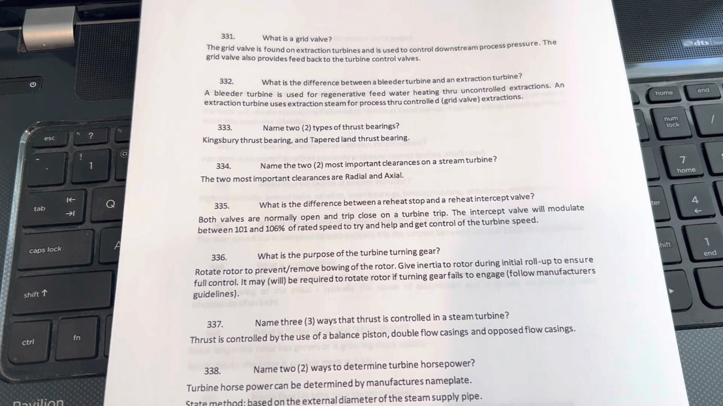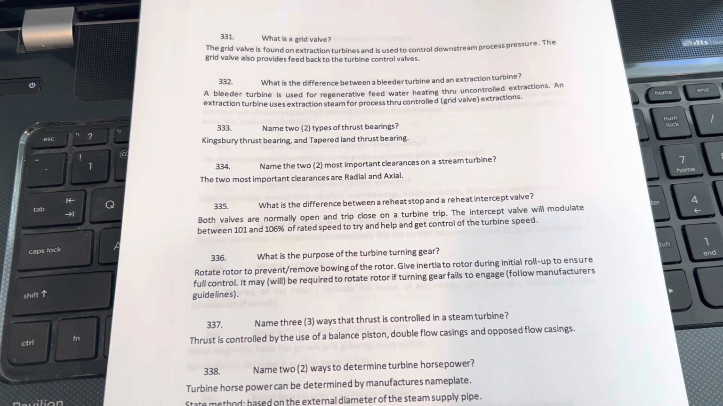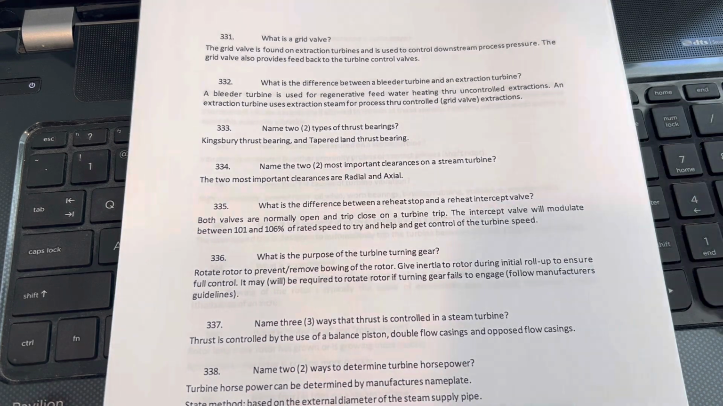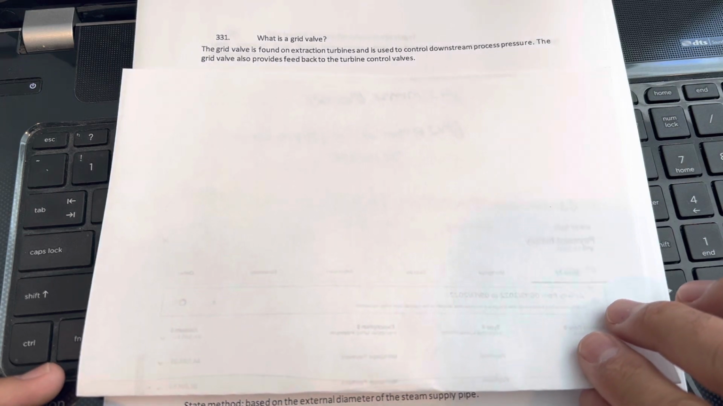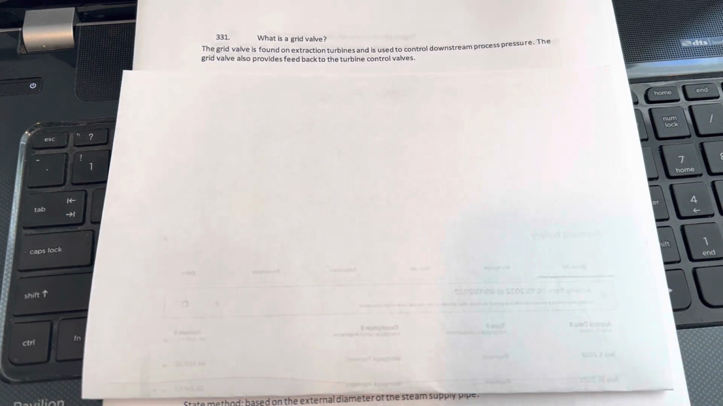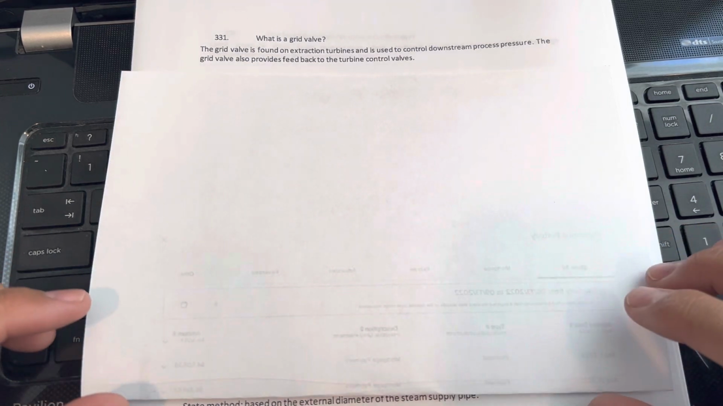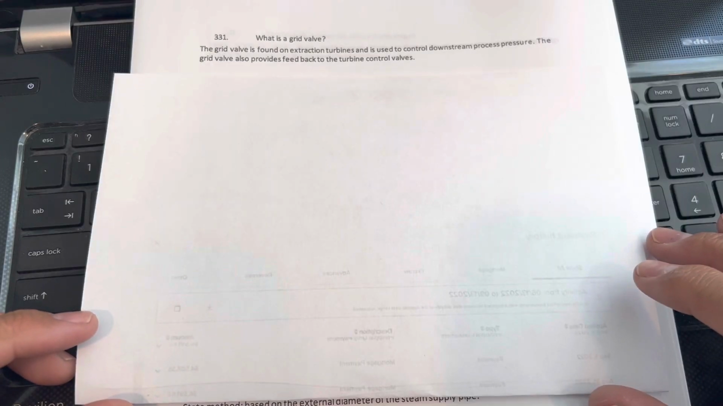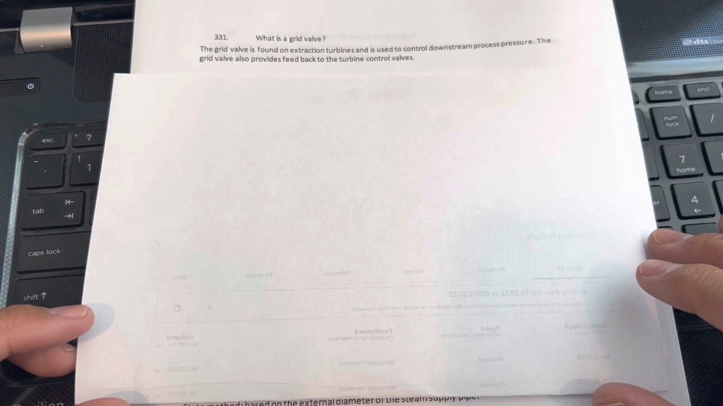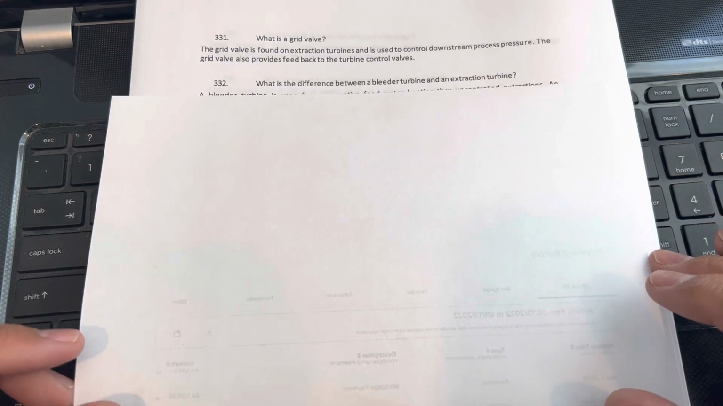So, question number one. What is a grid valve? The grid valve is found on extraction turbines and it's used to control downstream process pressure. The grid valve also provides feedback to the turbine control valves.